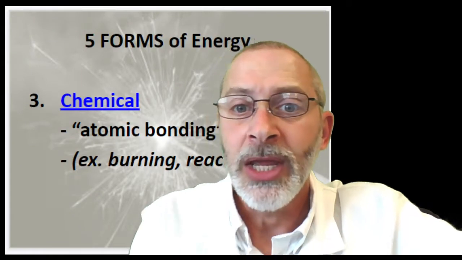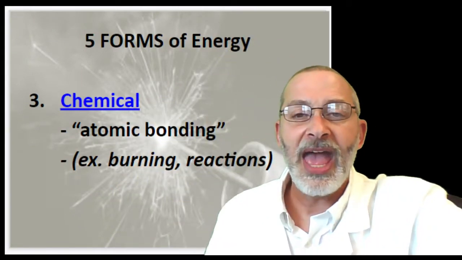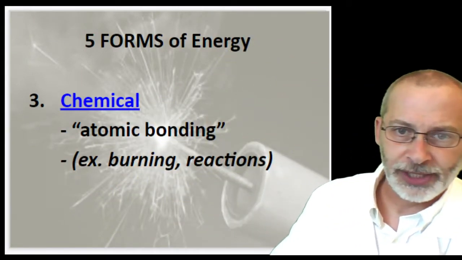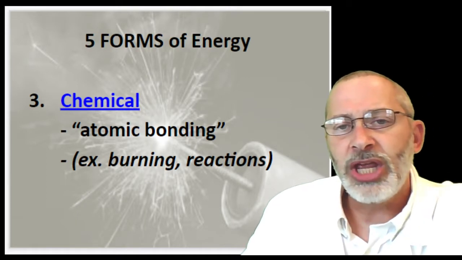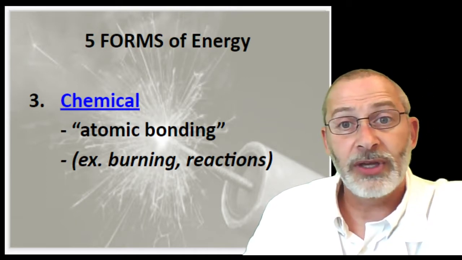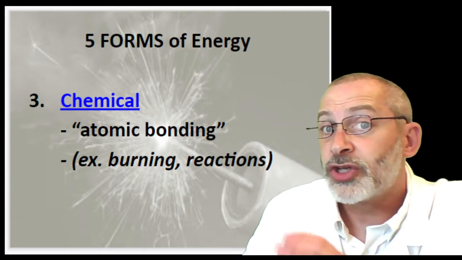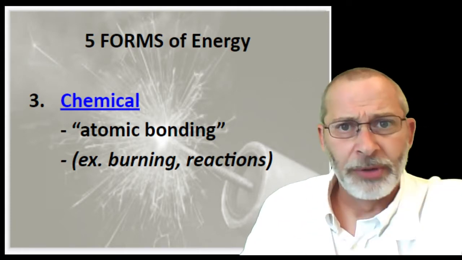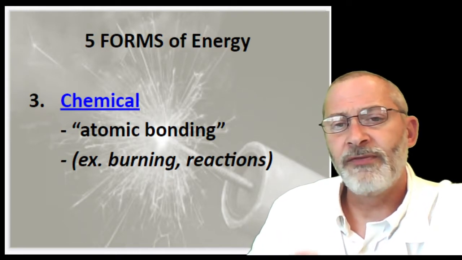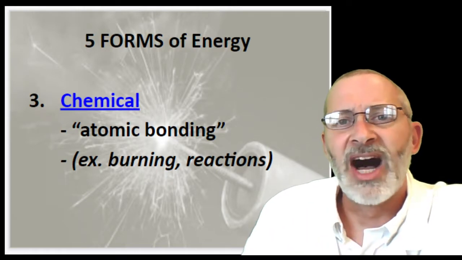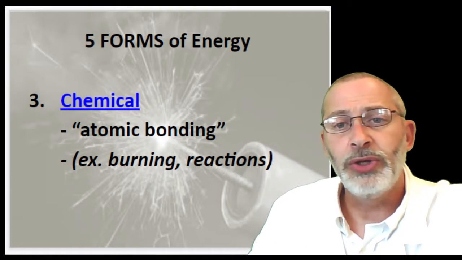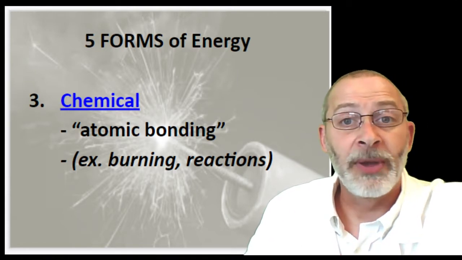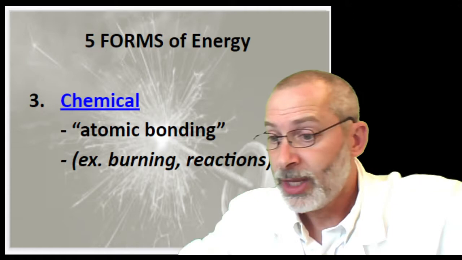Number 3 is chemical energy. Chemical energy involves something on a small scale again, the atoms, whatever they are, and we'll learn about those in the near future, but it involves atomic bonding. Some examples include burning and chemical reactions.